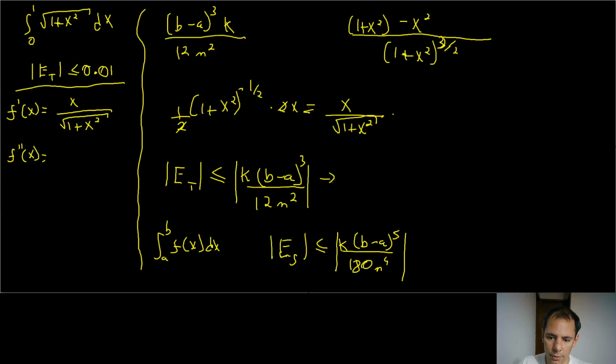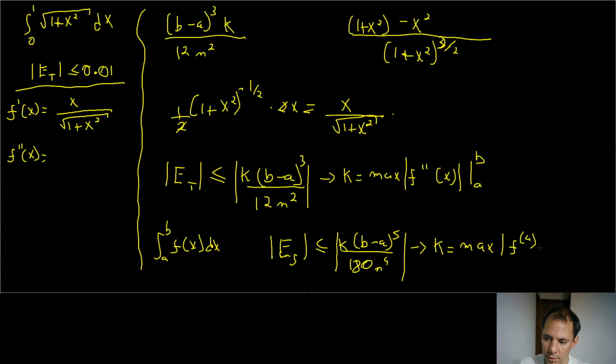K over here is equal to the maximum value of the second derivative of f of x going from a to b. Okay, k in this case here in the Simpson's rule is the maximum, and it's the maximum absolute value, right? It's going to be the maximum absolute value of the fourth derivative of f of x going from a to b.